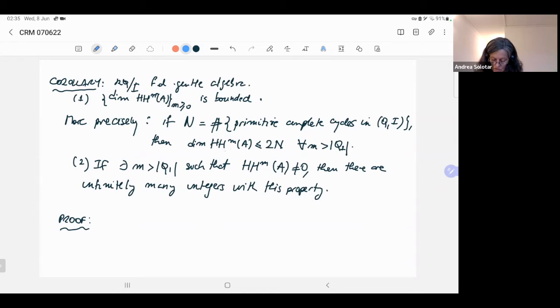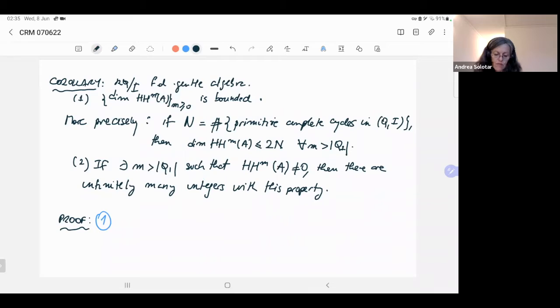Then the dimension of HH^m for all m that is bigger than the number of arrows in the quiver is going to be smaller or equal to 2 times this number, capital N. And moreover, if we are in cohomological degree that is bigger than the number of arrows, and we have that the cohomology is different from 0, then we will have infinitely many integers such that the cohomology in the corresponding degree is different from 0. Okay, so let me give an idea of the proof.